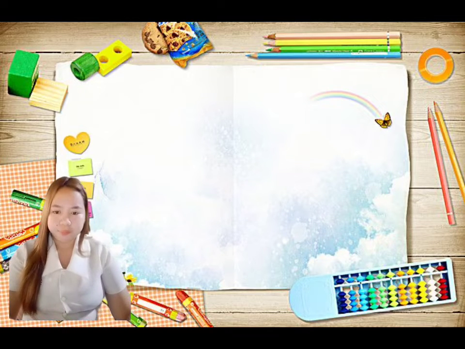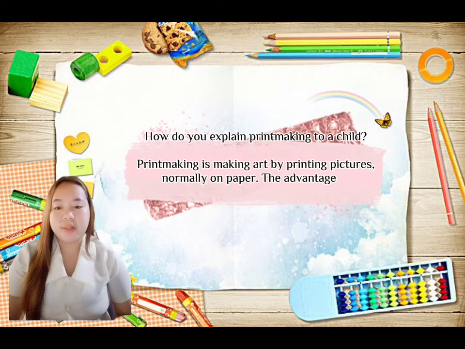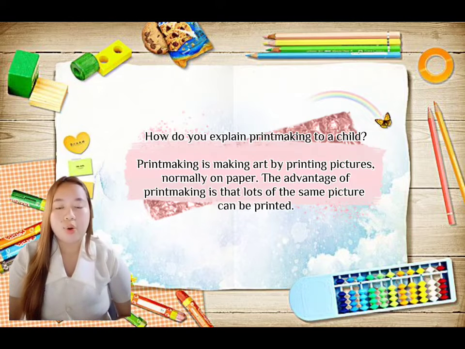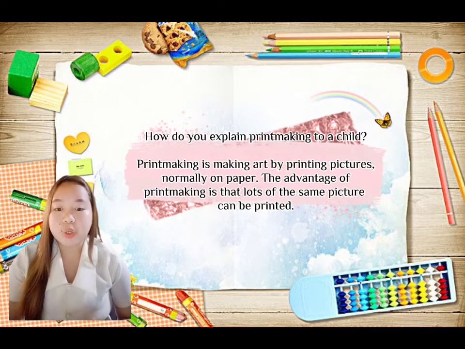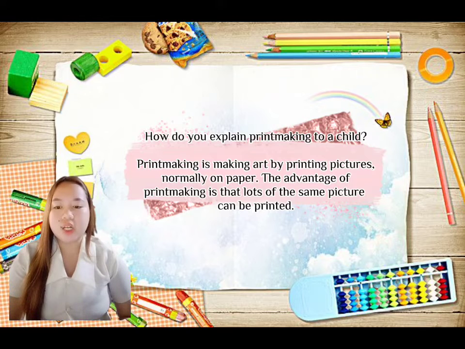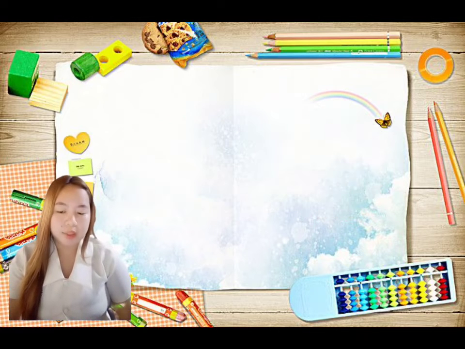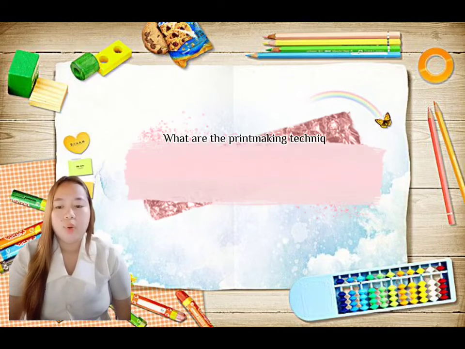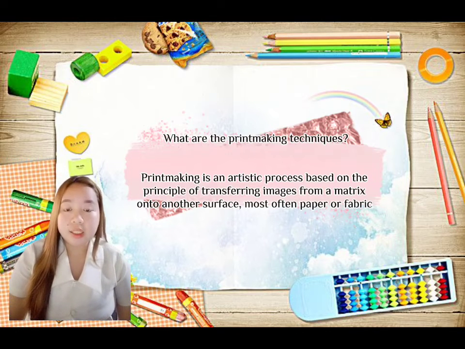So how can we explain printmaking to a child? Printmaking is making art by printing pictures, normally on paper. The advantage of printmaking is that lots of the same picture can be printed. This is called a print. Each print is not a copy, but an original, since it came from the same source, not like painting or drawing. So, what are the printmaking techniques that we can use?